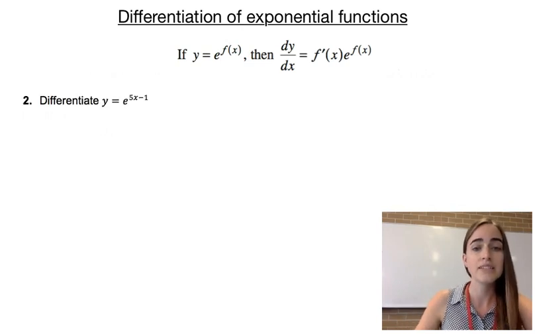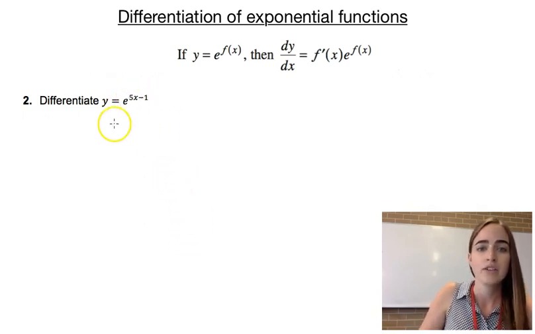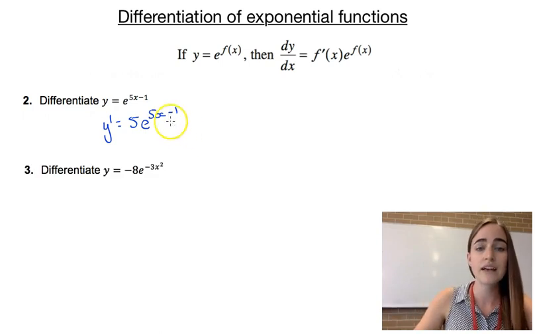So that leads us to our second question, which asks us to differentiate y equals e to the power of 5x minus 1. So the derivative of that, we're going to have the derivative of the power. So the derivative of 5x minus 1 is just 5, multiplied by that original function, so e to the 5x minus 1. Our next one uses that same rule.